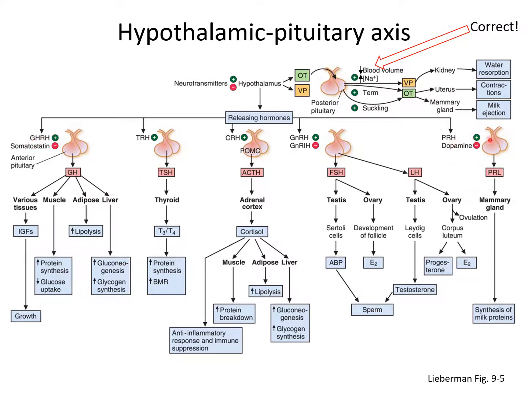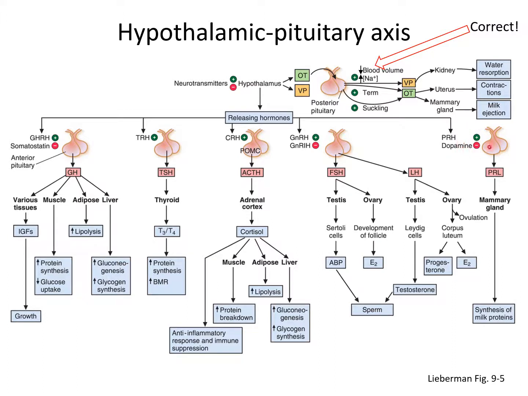And then the last one is going to be the stimulation or the secretion of prolactin. So we're going to have prolactin releasing hormone. It's going to stimulate this. It's going to affect the mammary gland, and it's going to lead to the synthesis of milk proteins. And dopamine inhibits this process.